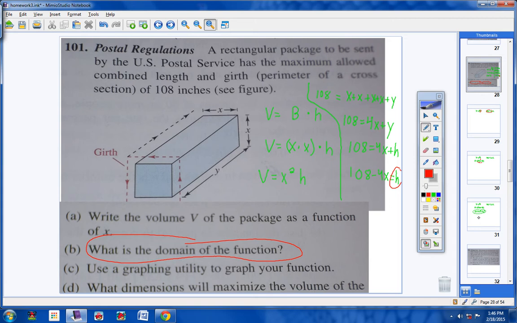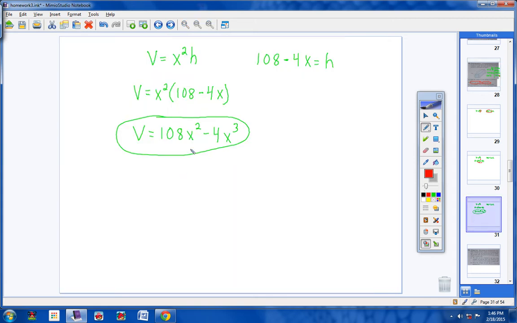Well, when you look at this function here, usually the first thing you say to yourself is, well, there's no fractions, there's no square roots, so x can be what? Anything. That's the first thing most students would say. But remember, we're dealing with a package, and there's certain things we have to remember. For example, what can x be or not be?